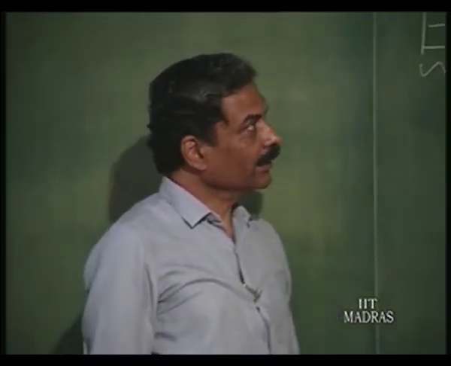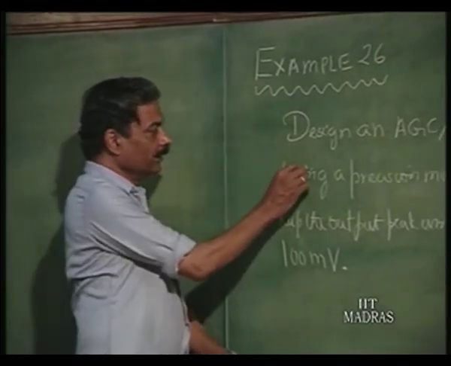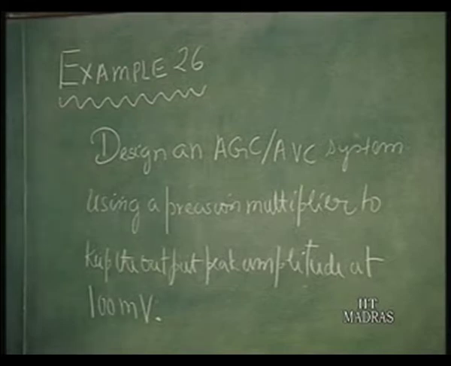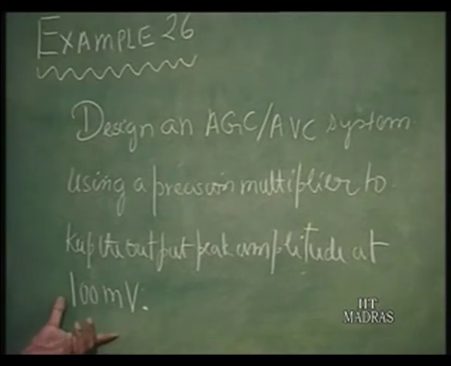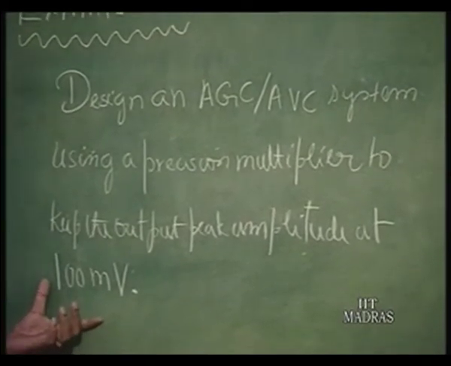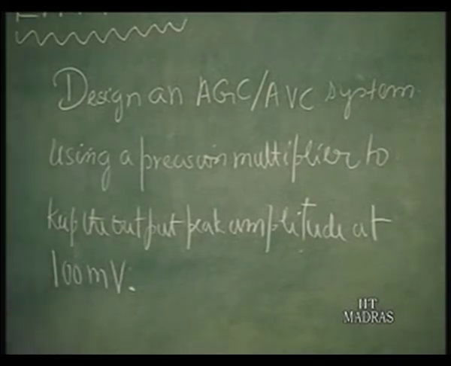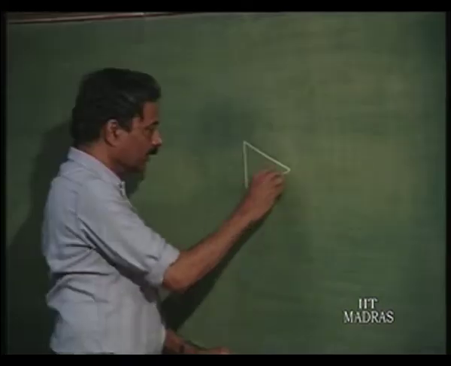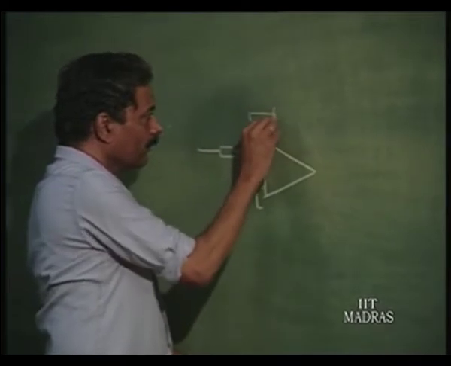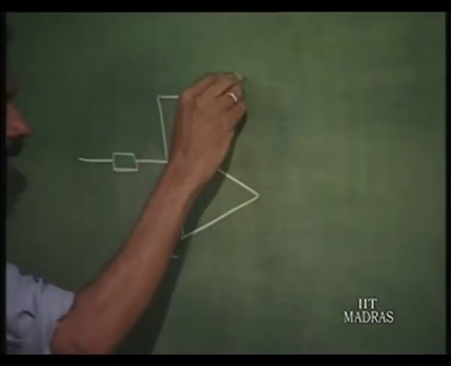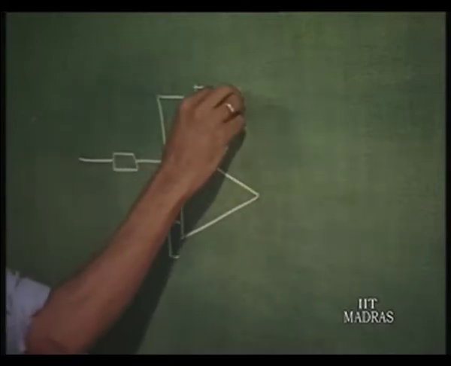So, take example 26: design an AGC AVC system using a precision multiplier to keep the output peak amplitude at 100 millivolts. The fact that I have chosen 100 millivolts immediately tells us that we must necessarily use a precision rectifier. Okay? That is why I have chosen this example. So, straight away let us put the precision rectifier. I am going to take a sort of different configuration here. Instead of the negative going thing, I will take the positive going thing.